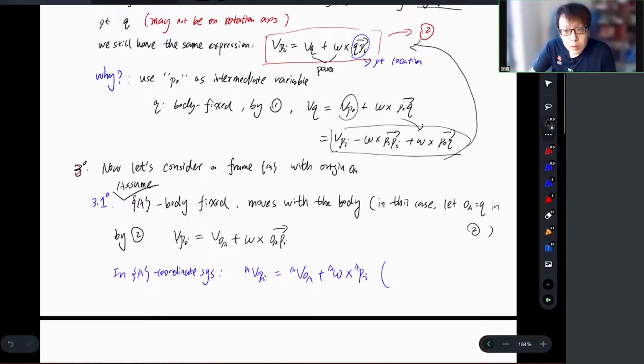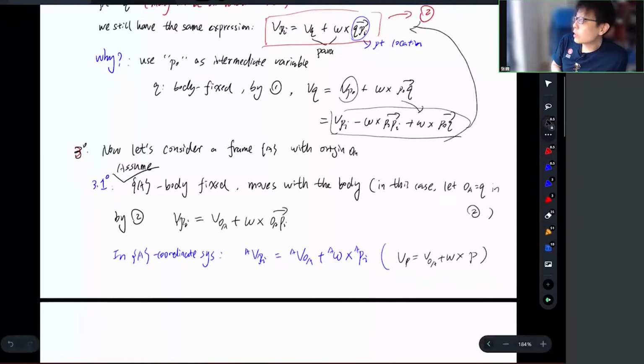So for shorthand notation, typically we'll just say VP equal to VOA plus omega cross P, if the reference frame is clear from the context. Any point's velocity is the velocity of the origin plus omega cross P. That's clear in this case because the origin moves the same way as the body.